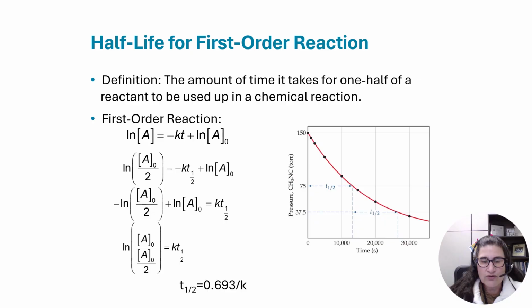Okay, so now we're going to go ahead and clean up this equation. When we do that, we find that the equation to find the half-life for something that is first order is 0.693 divided by k, where k is your rate constant.